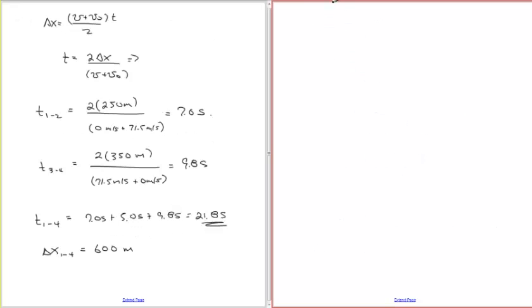Now, the other car is going at constant speed, so the equation there is not constant acceleration, but constant velocity. Delta x is equal to v times t. So the distance the car that doesn't stop travels is 71.5 meters per second times the time, which is 21.8 seconds. 71.5 times 21.8 is 1,560 meters.